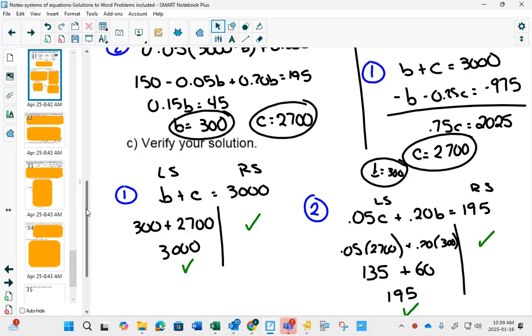Anybody need me to scroll up? You want to see more of it? Hold on to this for a bit. Is everybody good? I see some people writing.